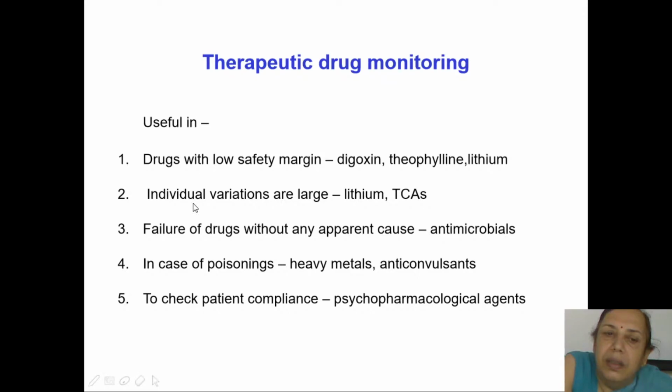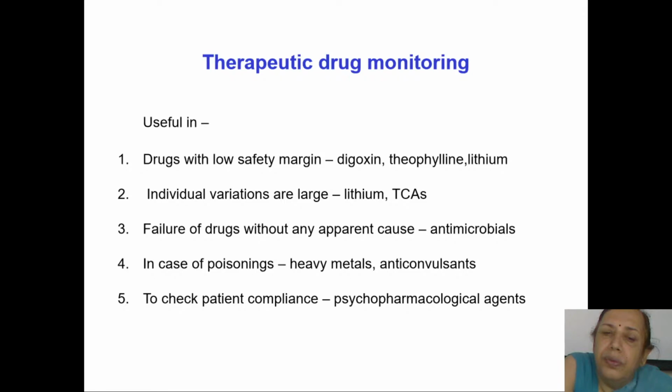Then there are certain individuals where you see variation. The effect of the drugs varies in different individuals. Then you may try to correlate that with the plasma levels. For example, lithium and tricyclic antidepressants. Then if you come across a situation where someone is not responding to the drug for no apparent cause, you would like to see the plasma levels, to see why no response is being obtained when the drug is being given. You would like to be sure whether the required plasma levels have been attained or not, or else you will try to find out other reasons for not getting a response to the drug.